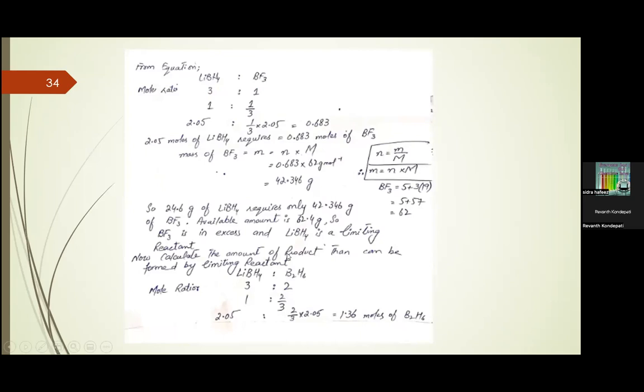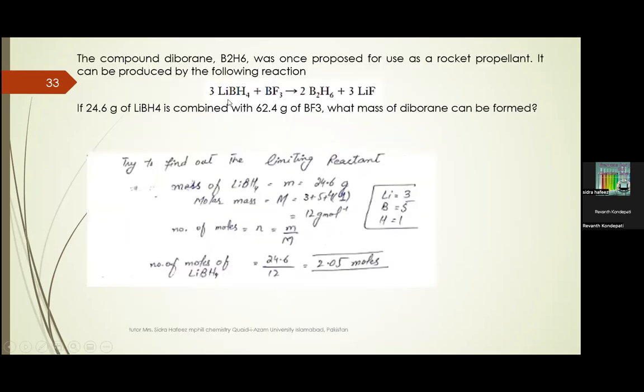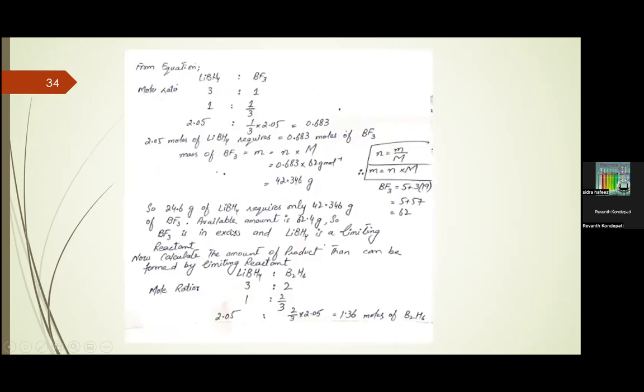Now calculate the amount of product that can be formed by the limiting reactant. This is the limiting reactant, lithium borohydride, and this is your product, diborane. In the equation, 3 moles of lithium borohydride produce 2 moles of diborane.